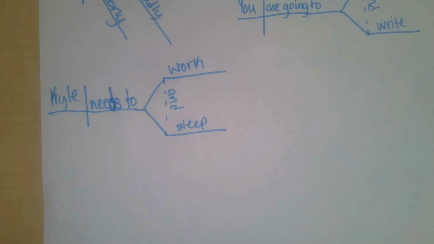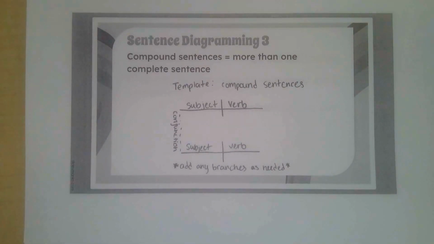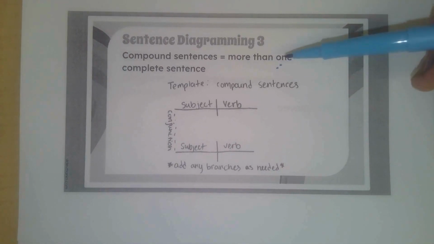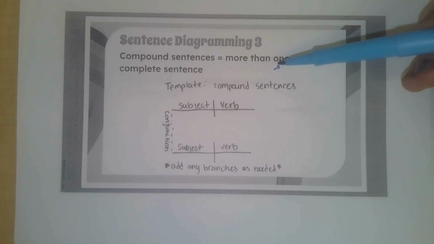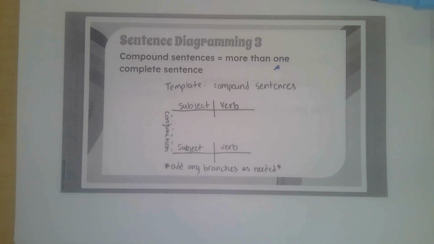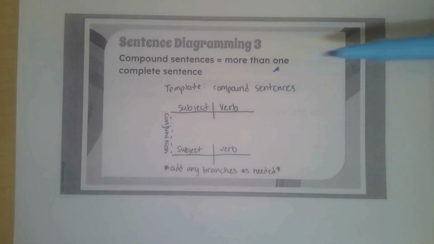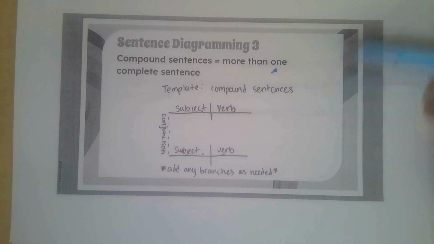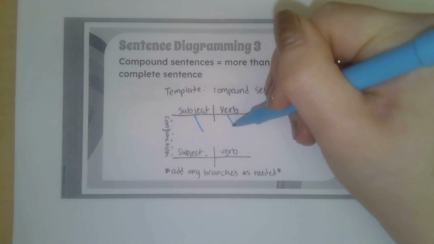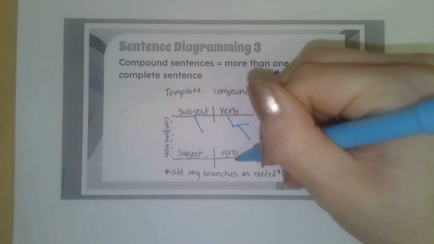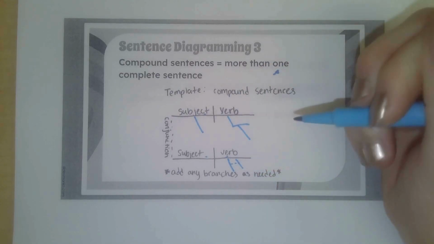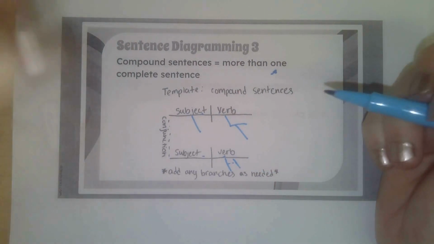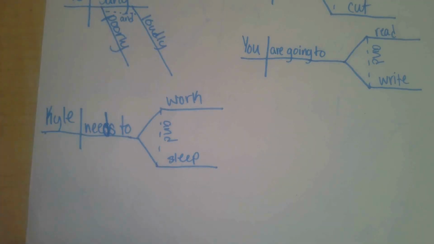Now we get into our last compound structure. These are for compound sentences. When there is more than one complete sentence in a sentence. So it's combining a set of a subject and a verb and a second set of a subject and a verb. You can also add any branches as needed. So like an adjective, prepositional phrase, adverbs, maybe compound adverbs. We don't know. But this is the basic outline of it.